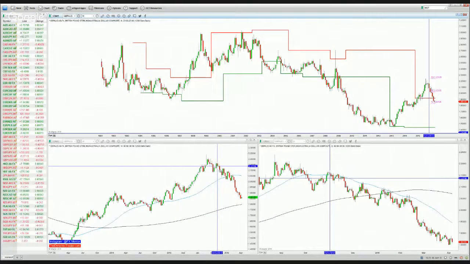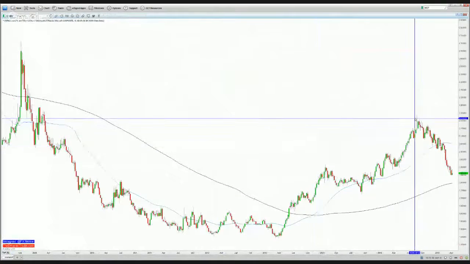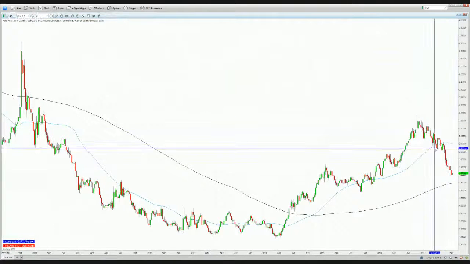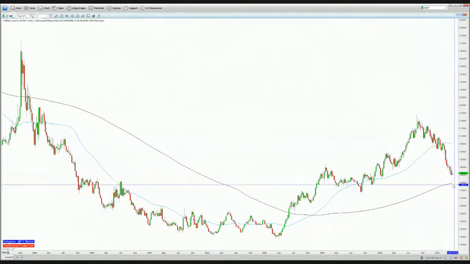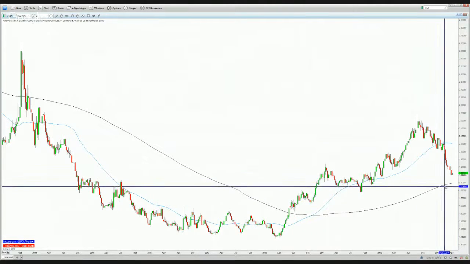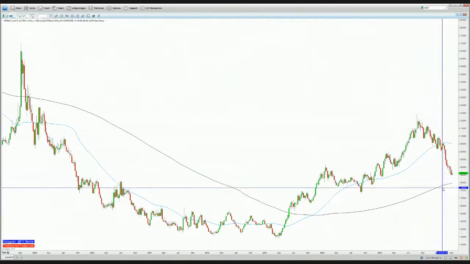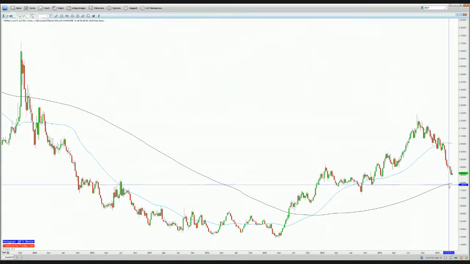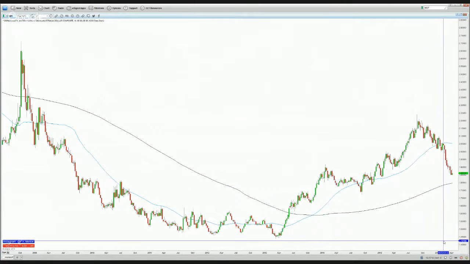If you look at the weekly time frame, price is trading below the 50 but above the 200, and the 200 is at 1.8. So you really want to see 1.8 cleared. You want to see the 200 moving average become resistance. Currently it's support. And then we can look for further weakness.